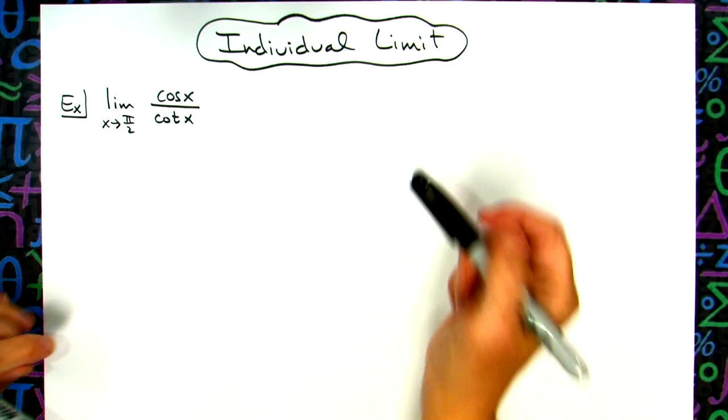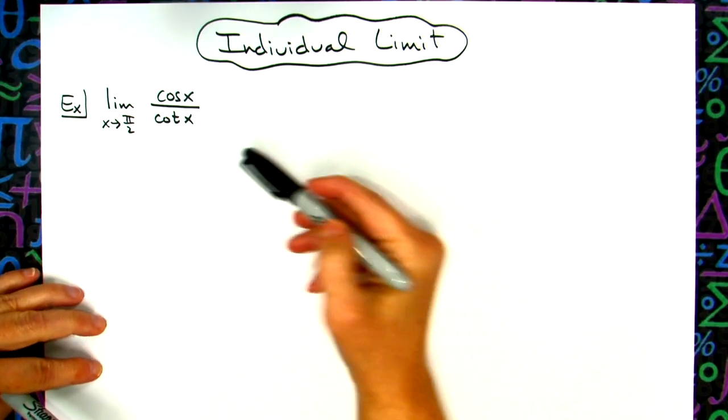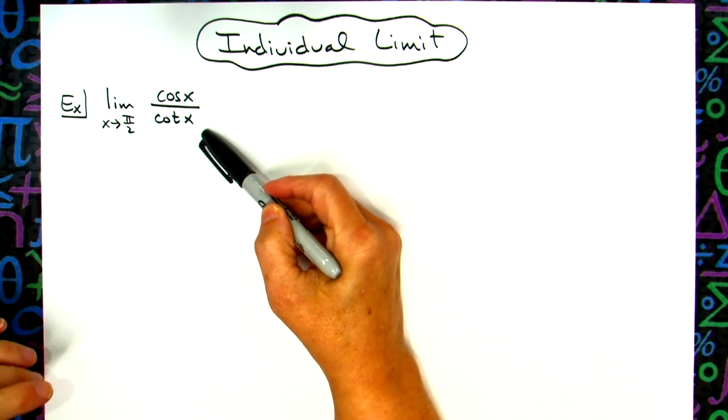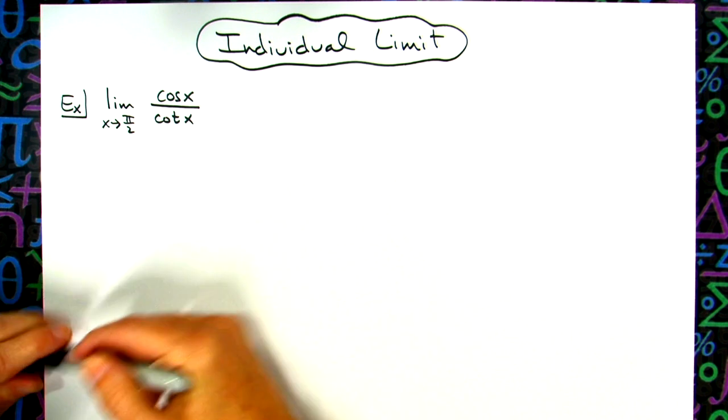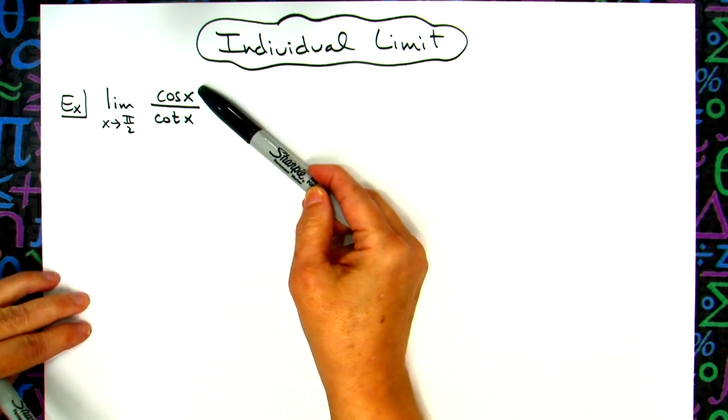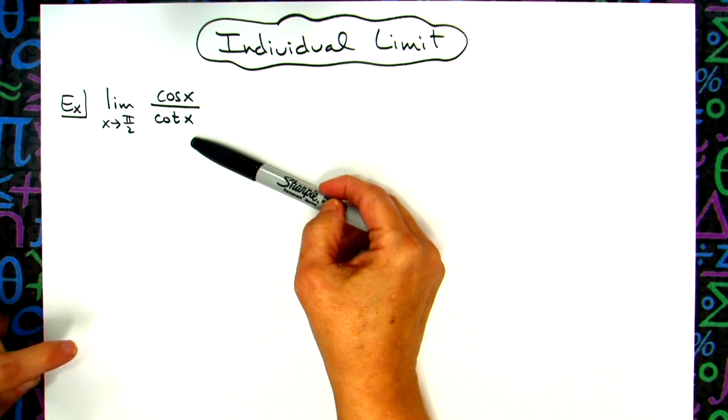In this video, we're going to take a look at an individual limit. It is going to be a trig limit, but pretty much just straightforward algebra manipulation, so nothing too fancy here. I've got the limit as x approaches pi over 2 of cosine x over cotangent x.